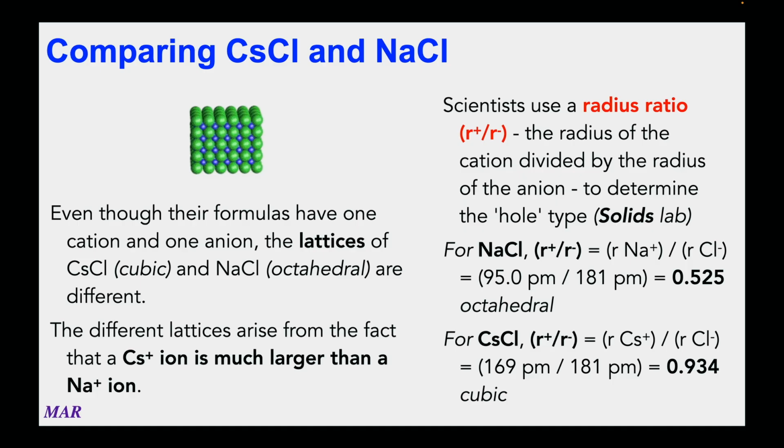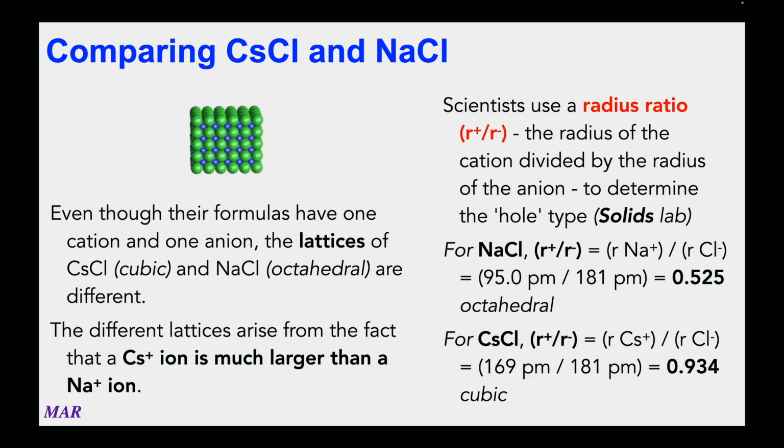Well, if you look it up, the sodium ion is 95.0 picometers. The chloride ion is 181 picometers. So R plus over R minus would be literally 95.0 over 181. It comes out to be 0.525. And in lab, there are some ratio values. If it's in a certain range, like 0.525, it comes out to be octahedral.